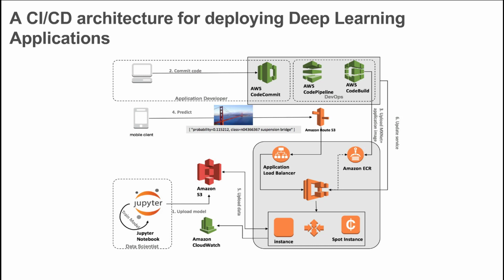When a mobile client or your user wants to predict an image, let's assume you point your phone and you click a picture. You want to know what this picture is, and let's say you're in front of the Golden Gate Bridge.